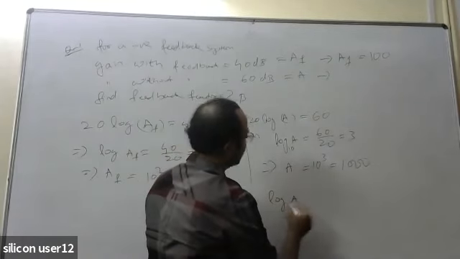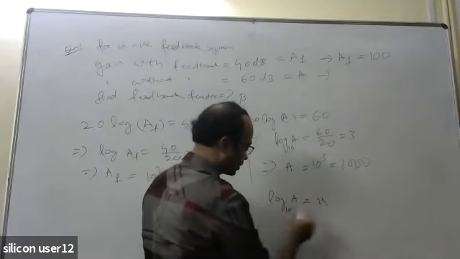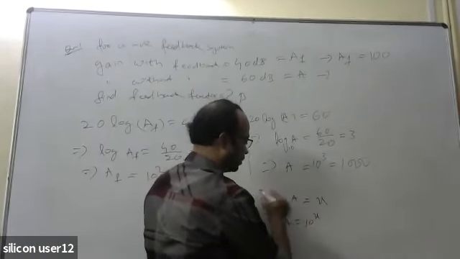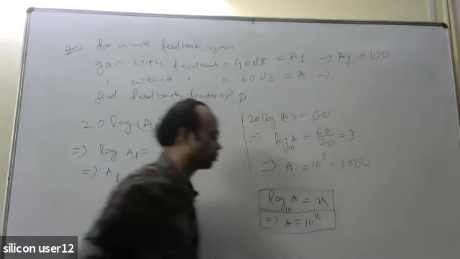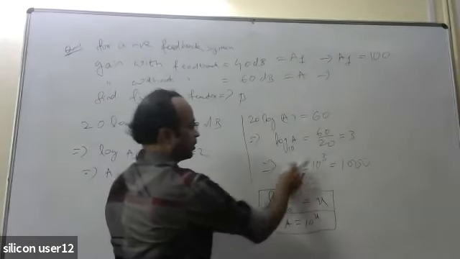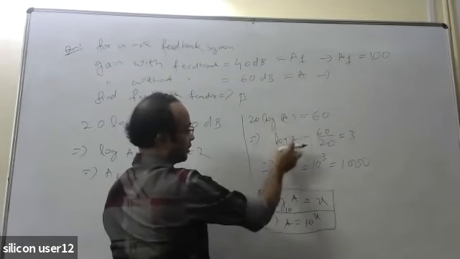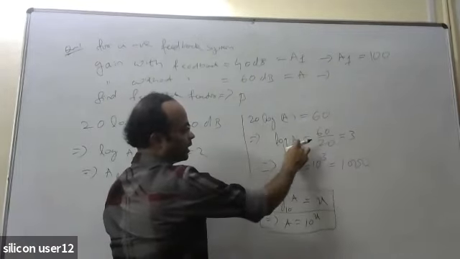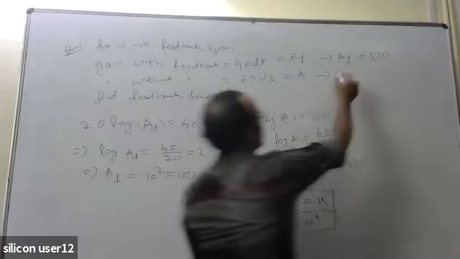एनीवे जस्ट इसको याद रखो. If log A base 10 equal to x is given, implies A equal to 10 to the power x. So this is the logarithmic formula. ठीक है, इसको याद रख लो. तो 20 divide हो गया, 3 हो गया, तो A equal to 10 to the power 3, A equal to 1000. ओके, तो ये दोनों मुझे मिल गया.